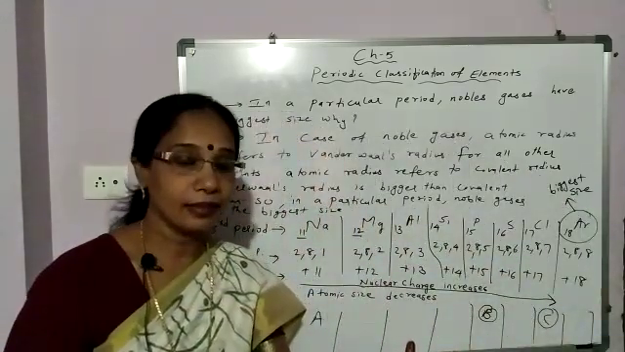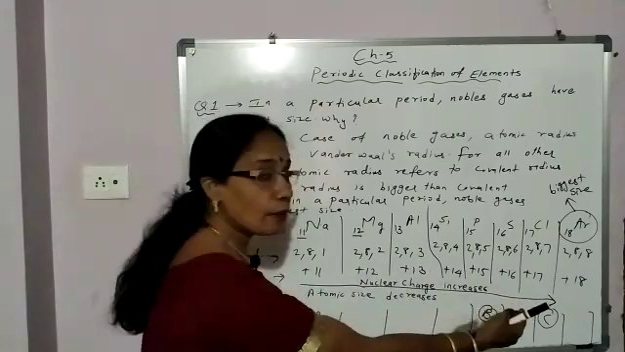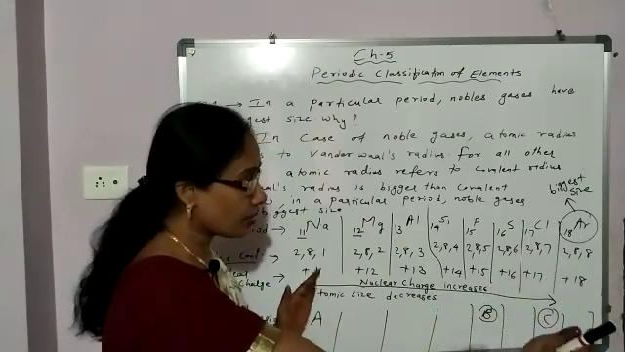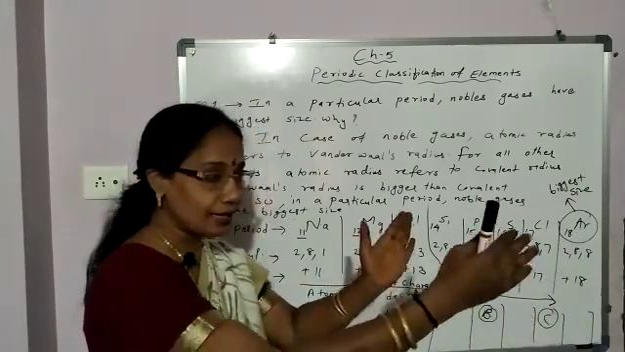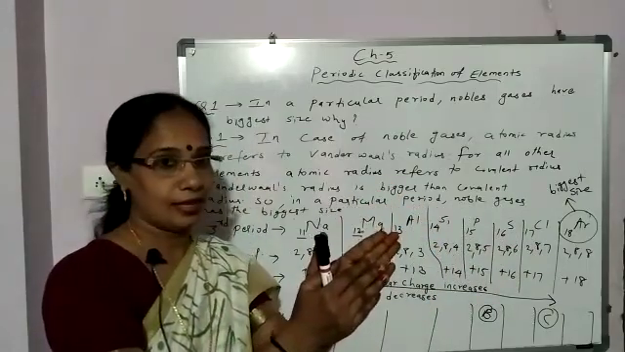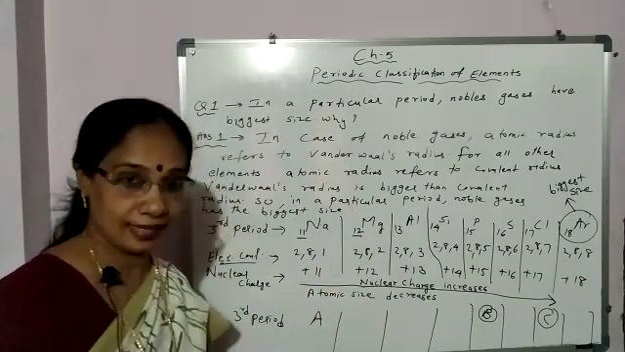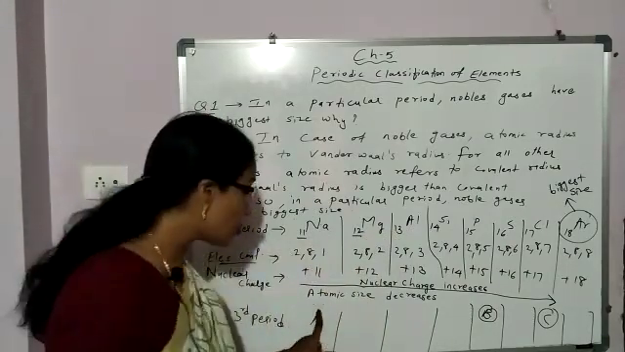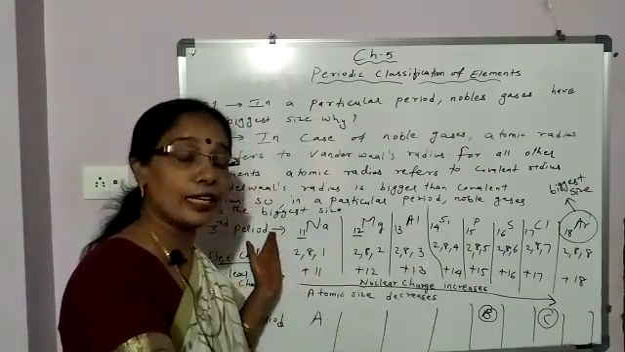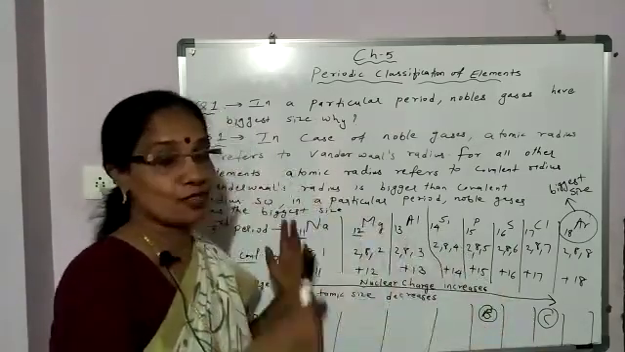Now why? The reason. Because as you move from left to right, nuclear charge increases. And when nuclear charge increases, the force of attraction between the nucleus and the electrons in the outermost shell increases, and then size decreases. And A has the biggest size. Why? Because nuclear charge is less. So the force of attraction between the nucleus and the electrons in the outermost shell is less. So size is the biggest.